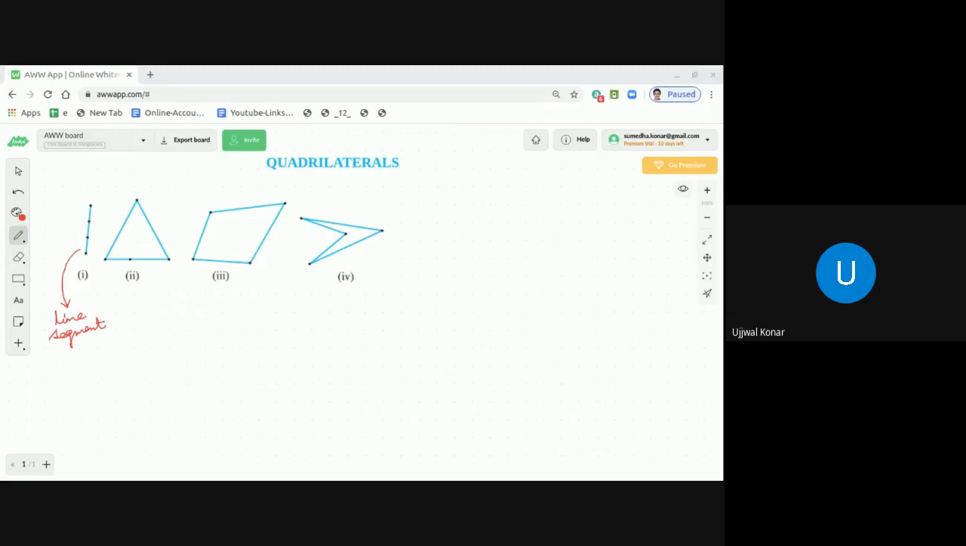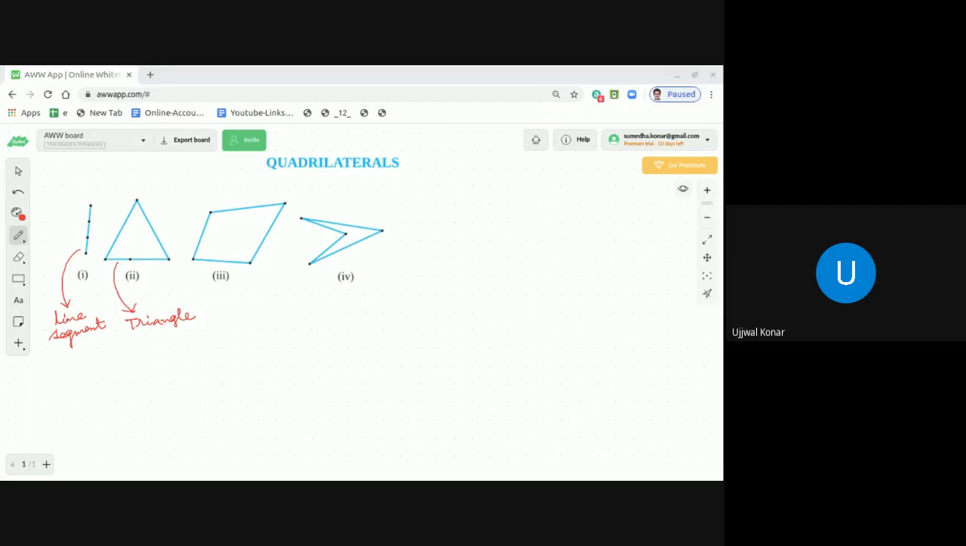Now if you look at diagram 2, if 3 out of these 4 points are collinear, then we get a triangle when we join these points in pairs. What you see here is that 3 of these 4 points are collinear, and we get a triangle.